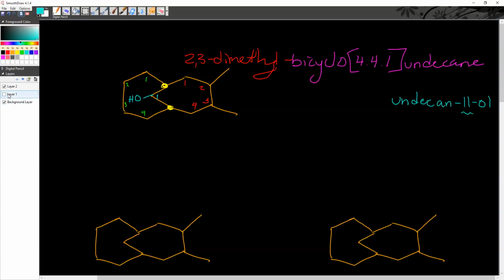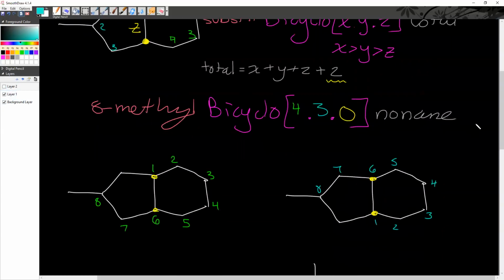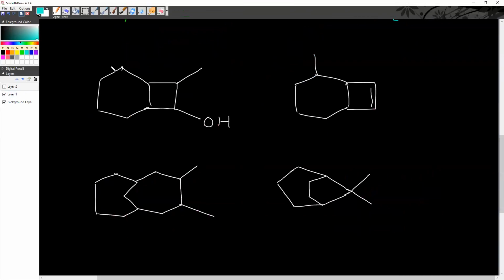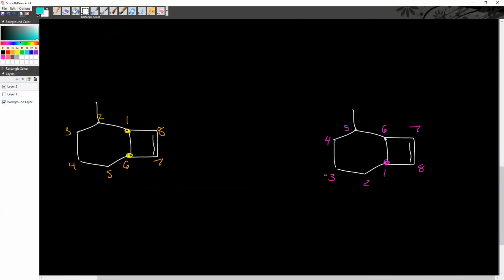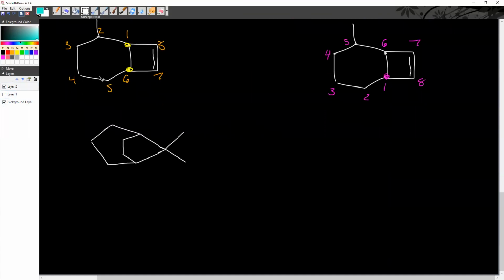Okay. And then for the last problem that I just wanted to show you, this guy. I'm only going to try once to copy it. Otherwise, I'm just going to redraw it. Perfect.